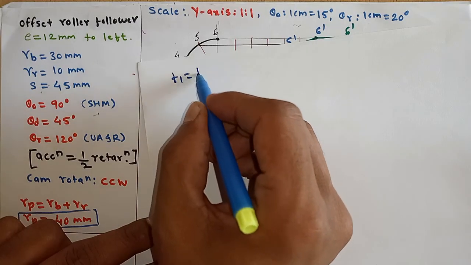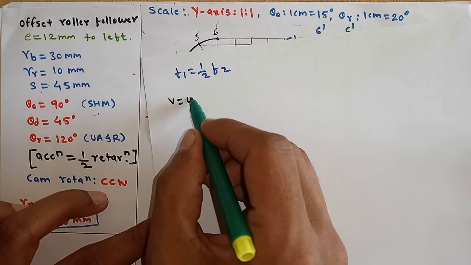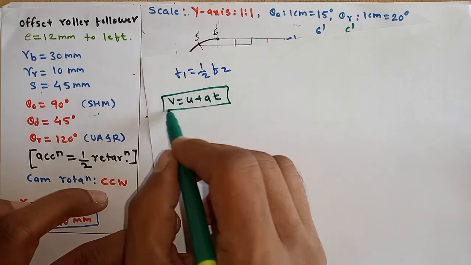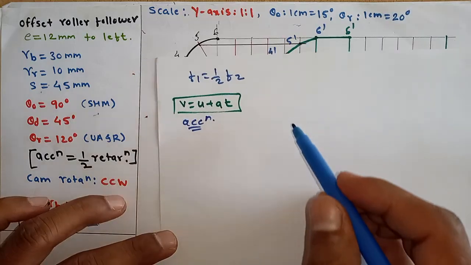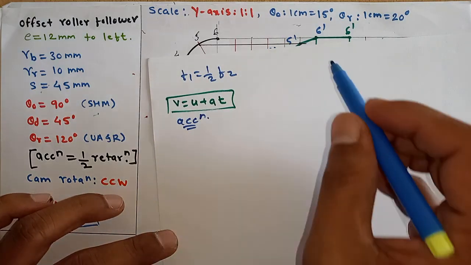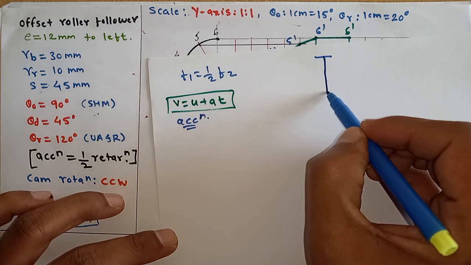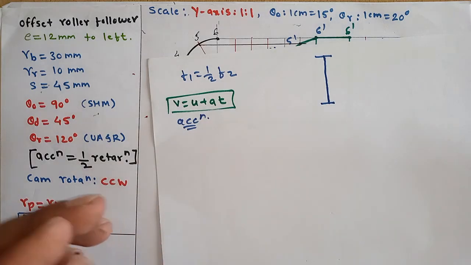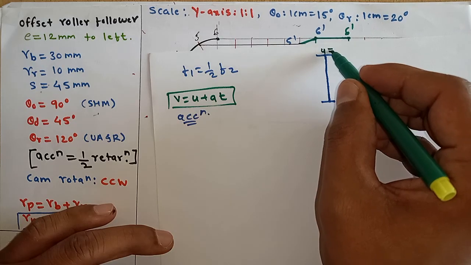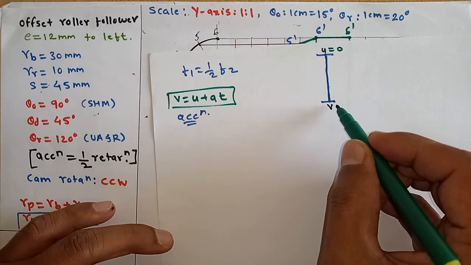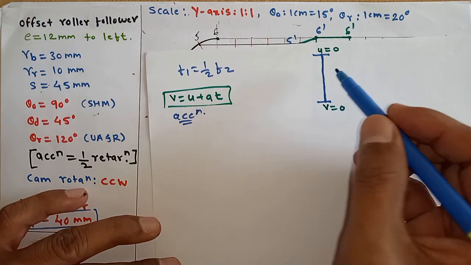So say acceleration is half of the retardation. We know that v equals u plus at. Now during acceleration, the follower is at the topmost position and it starts moving down during the return stroke. So the initial velocity of the follower before starting the return stroke is 0 and the final velocity is also 0. After the end of the return stroke, it is at rest at the bottommost position.